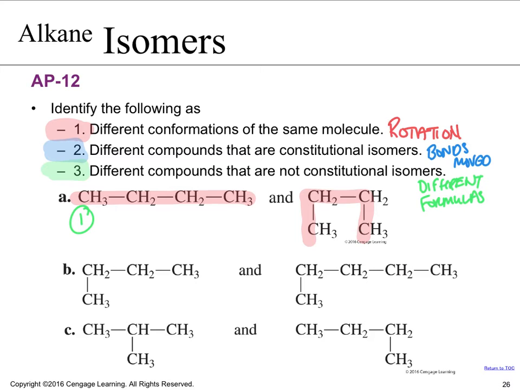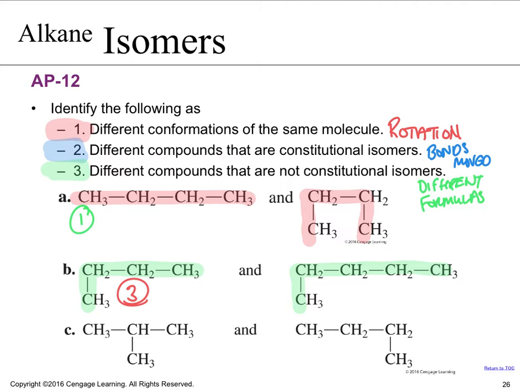If we look at B, we have 4 carbons, and I can hit all 4 carbons in a continuous chain. It's just rotated. Second one here, we have actually 5 carbons. So different formulas means we have different compounds that are not constitutional isomers. So the answer here is going to be 3.